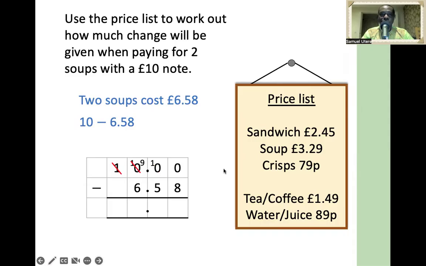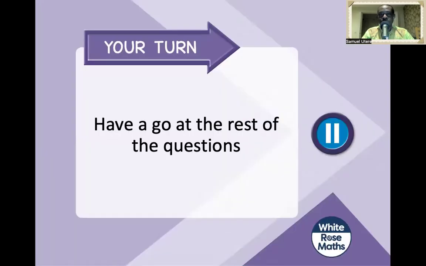We still need to keep going because we need to solve this. We need to make sure this one has some value. That's now 9, and that's now 10. So 10 subtract 8 is 2, 9 subtract 5 is 4, 9 subtract 6 is 3. There is nothing there because we started to do our exchange from here. That is 0. So our answer is actually £3.42.